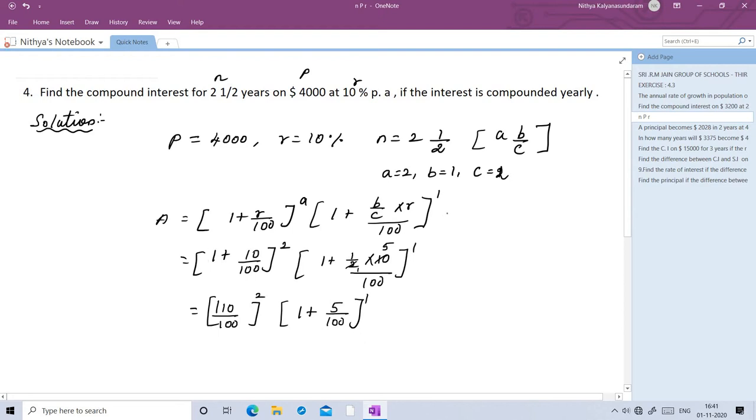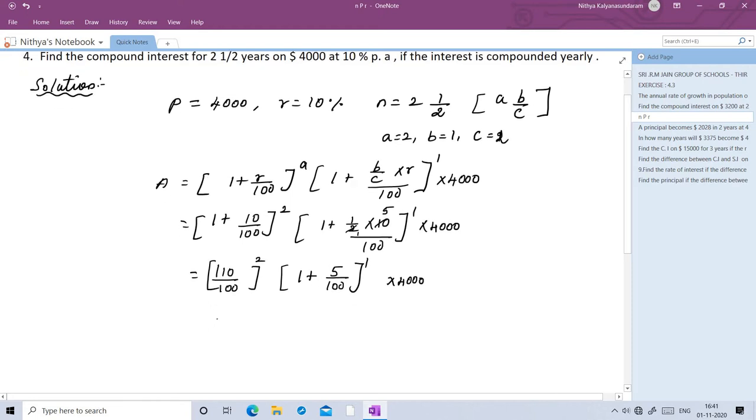Along with that you multiply the principal also, so into 4,000. So 1 into 100 is 100, 100 plus 5 is 105. So together you can multiply: 110 by 100 into 110 by 100 into 105 by 100 into 4,000. So 2 zeros we can cancel, again 1 zero we can cancel, numerator also 1 zero cancel.